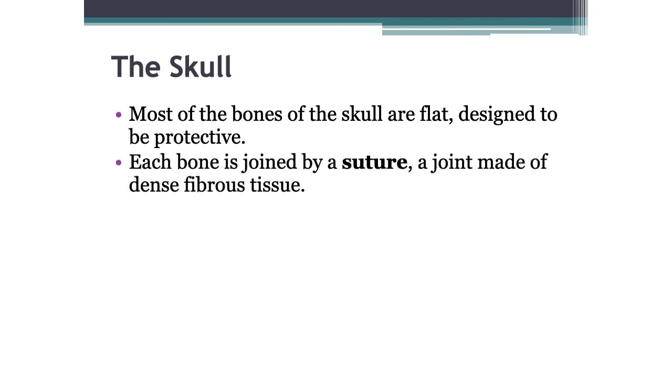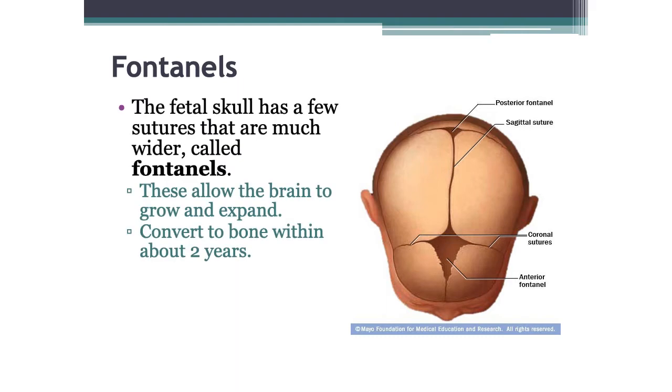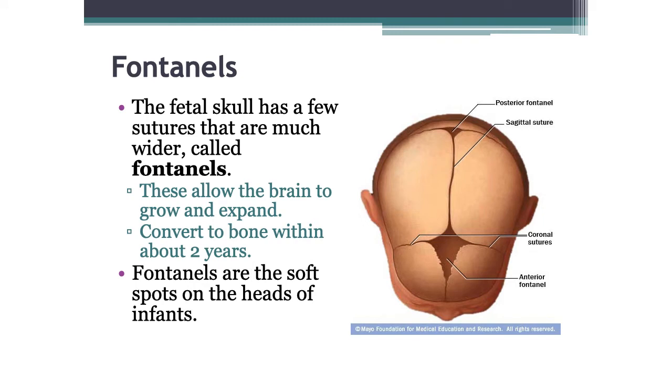So each bone is joined by a structure, a joint made of dense fibrous tissue. So your skull is actually a group of bones that fuse together, but they have a little bit of a joint in them. So if you look, the fontanelles are the soft spots we talked about with an infant. So the fetal skull has a few structures that are much wider, called fontanelles. These allow the brain to grow and expand, convert to bone with about 2 years. So this allows the baby, because they're going to rapidly grow, their brain development, passing through the birth canal. All of these things are why babies have fontanelles. And so they are the soft spots on their head.